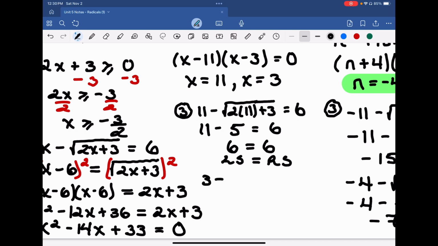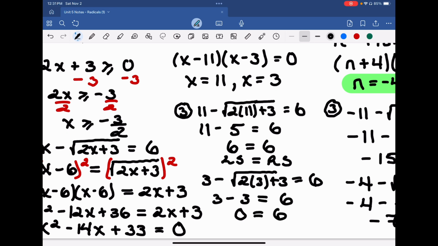For the second one, we want to plug it in as 3 minus the square root of 2 times 3 plus 3, which is supposedly equal to 6 on our right-hand side. If we do this, 2 times 3 is 6, plus 3 is 9. 9 square rooted is 3, so 3 minus 3 is 0, which is equal to 6? 0 definitely does not equal 6. Because it's not equal, we're going to go up to our 3 as our value, circle it, put a line through it, and write ext. There we go. And then we want to make sure we highlight our x equals 11 as the solution because it did end up working. So we're satisfied with that.